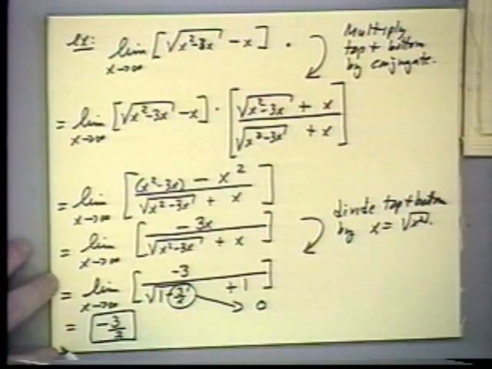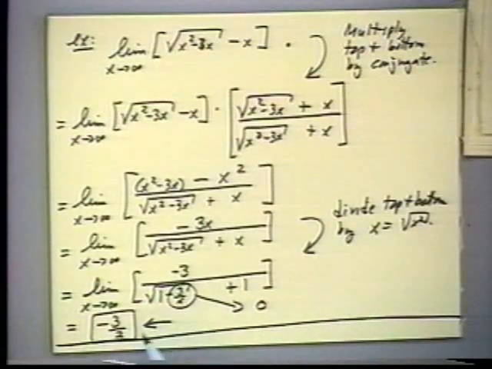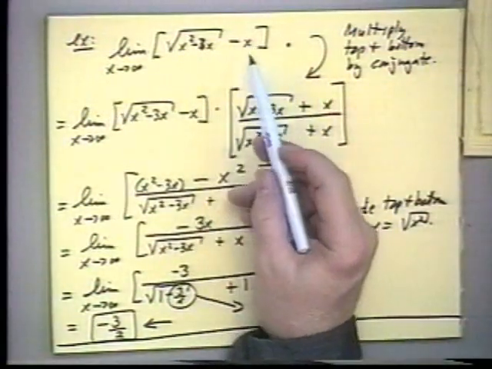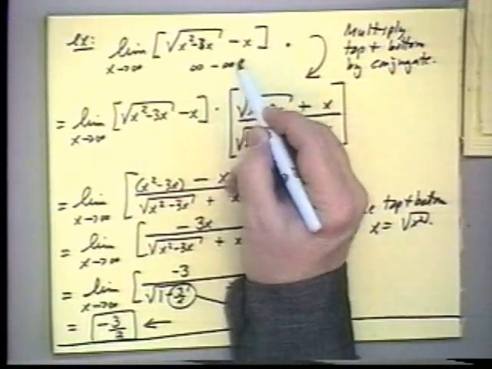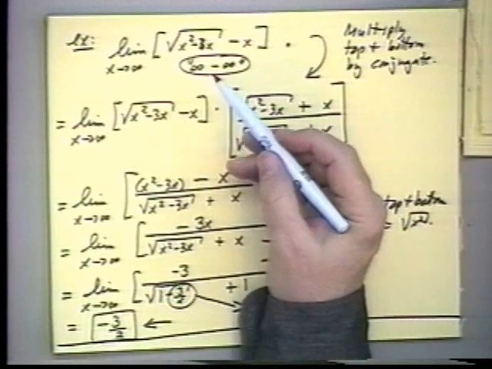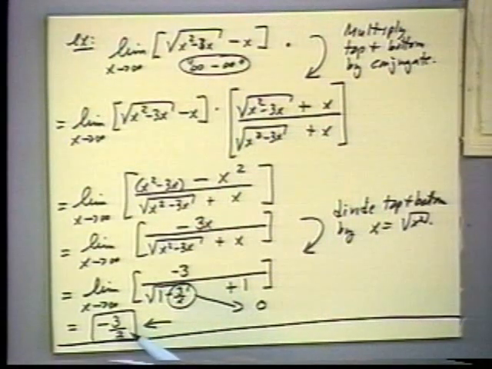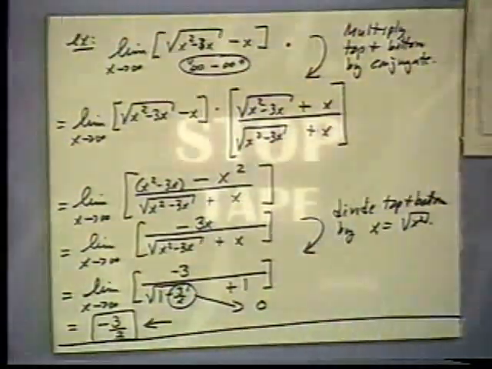as I squeeze that in on the bottom of the page here, minus 3 halves as the limit I was trying to get to from the very beginning, which on the surface appeared to be this funny indeterminate form, infinity minus infinity. But in the end turned out to actually be minus 3 halves. So with that, we'll stop here.